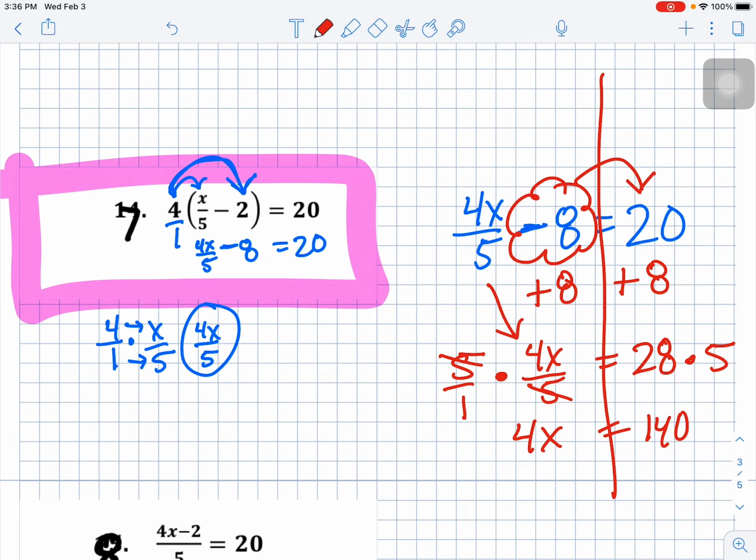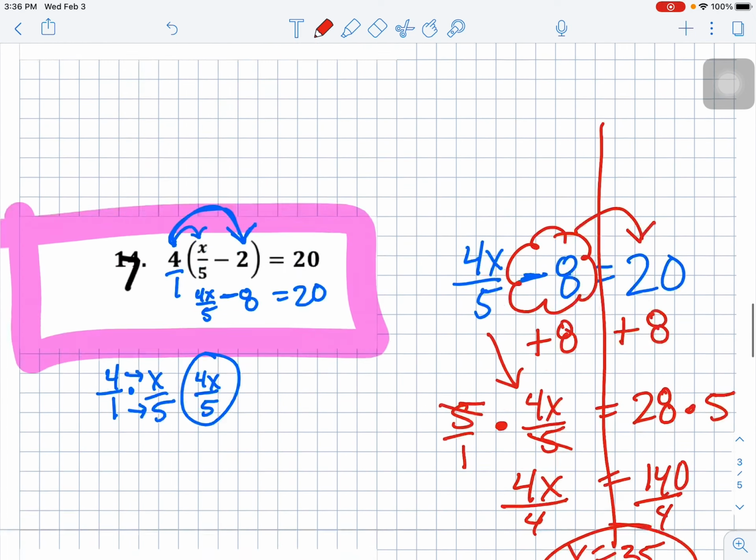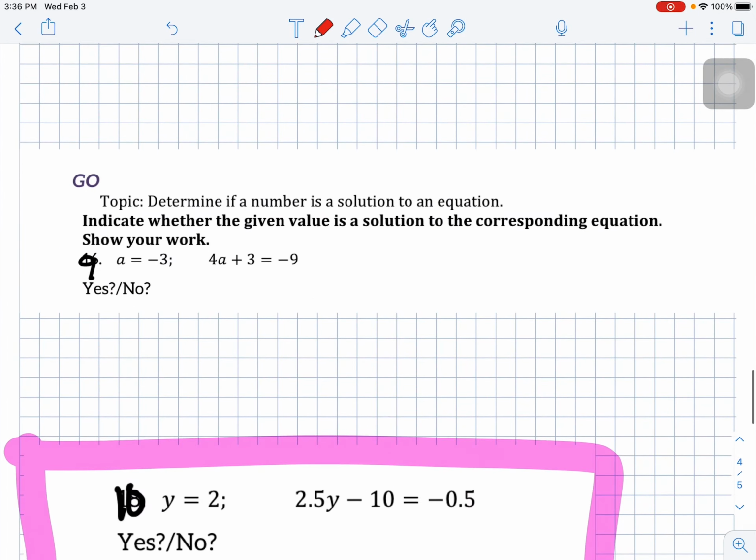So now I'm on the last step. I have my x's on one side, I have my constants on the other, and I need to separate the 4 and the x. And so right now that says 4 times x. And the opposite of multiply is to divide. So I'm going to divide both sides by 4, and I get x equals 35. So that is 7, and you're doing the same things on 6 and 8.